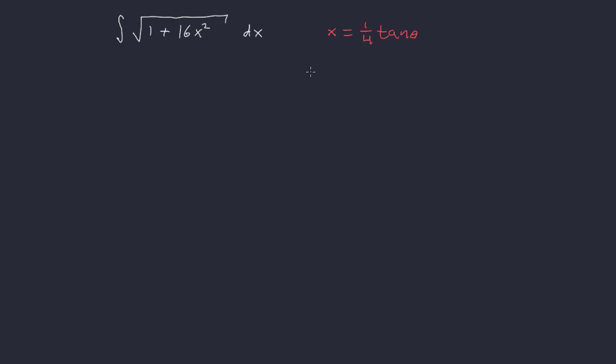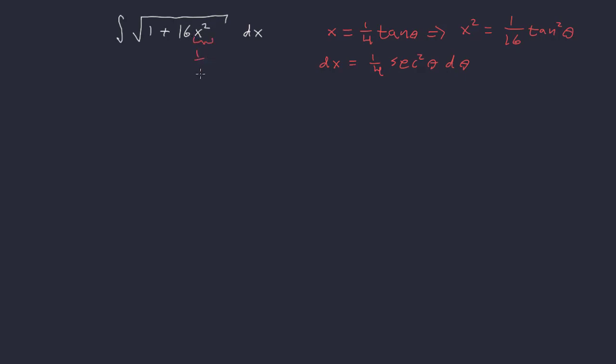Okay, so here we're going to use the transformation x equals 1/4 tangent theta. So then dx is going to be 1/4 secant squared theta d theta. Now this means that if I square both sides, I get that x squared is equal to 1/16 tan squared theta. Either way, this is still going to simplify things down because the 16s should cancel when we plug this in, right?